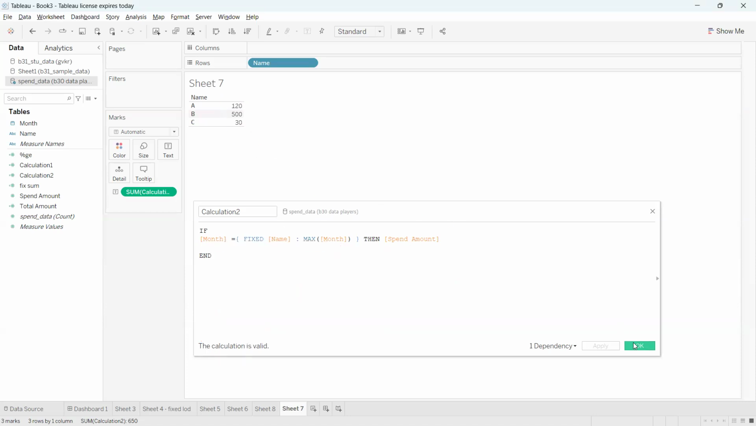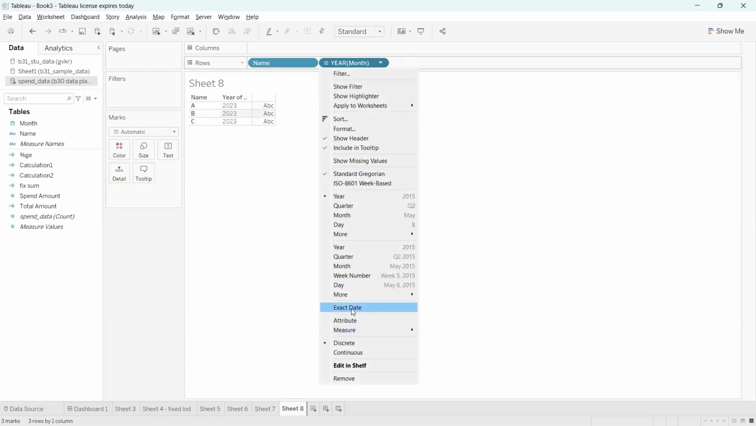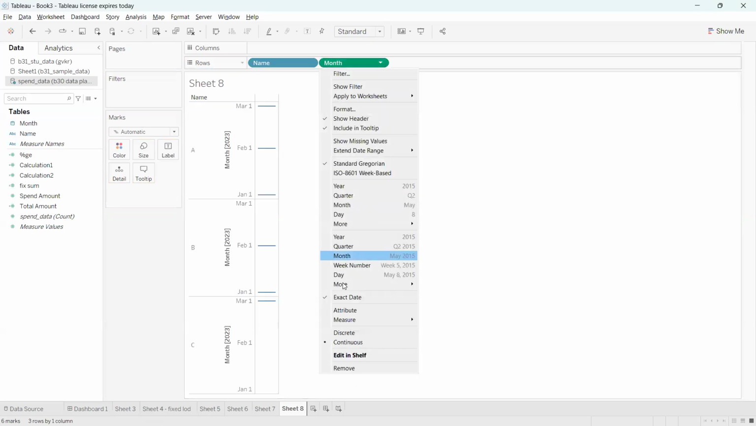Okay, if it is a bit confusing, this is sheet 7 here. Let me go to sheet 8. In sheet 8, I will show you how it will work. I'll take person A, for each and every person, I will take. I'll take the exact date here.